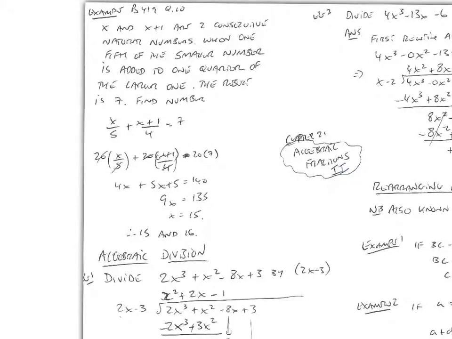Another example is solving the equation with fractions. x and x plus 1 are two consecutive natural numbers when one-fifth of the smaller number is added to 1/4 of the larger one. The result is 7. Find the number.